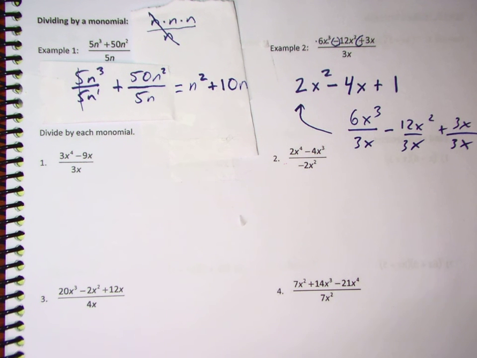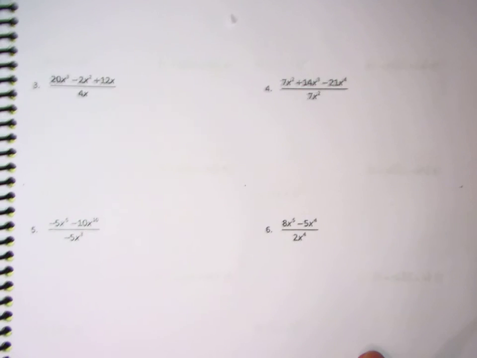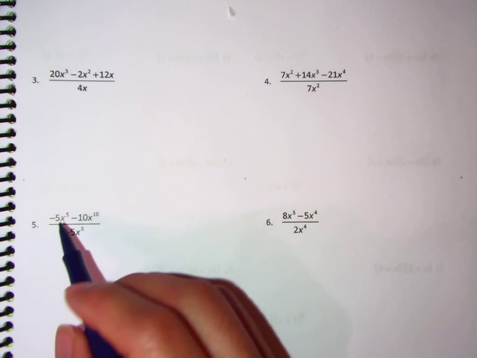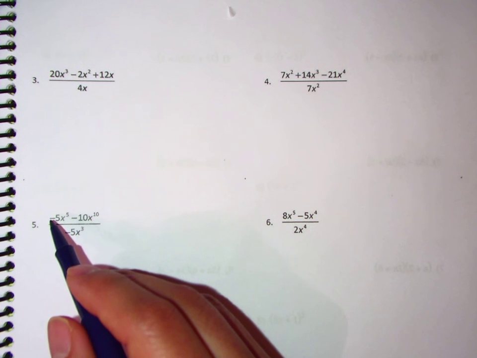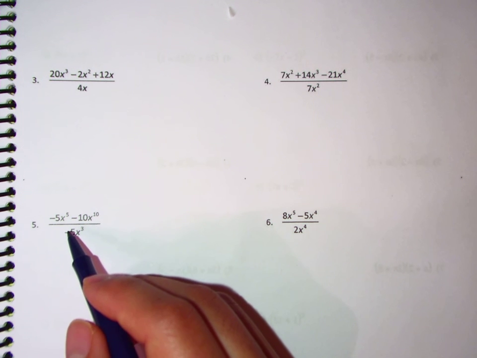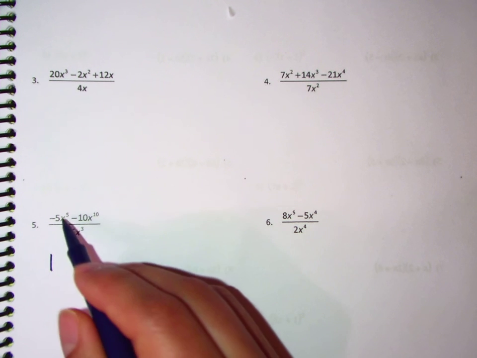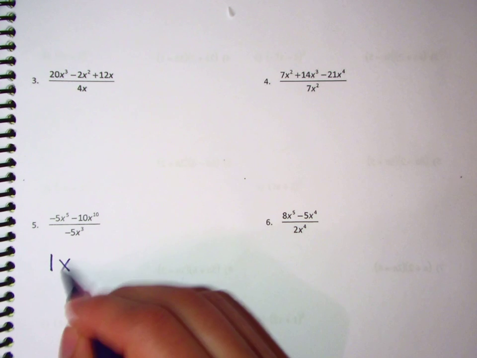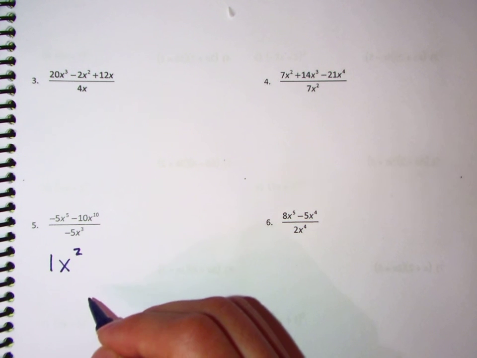Let's do number 5. Do one more problem just to go through it. This one's a little tricky because we are dividing by a negative here. So let's see. The shorter way, negative 5 divided by negative 5, that's a positive 1. X to the 5th divided by x cubed. Remember that you're going to subtract, so that's x squared. So that's the first term.